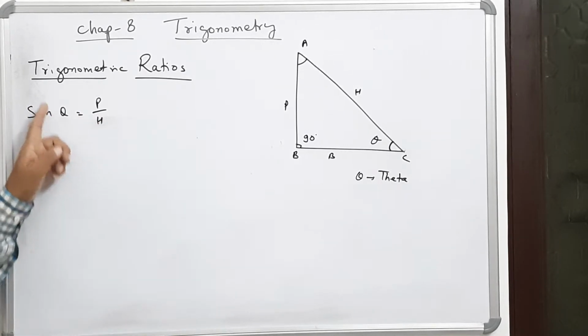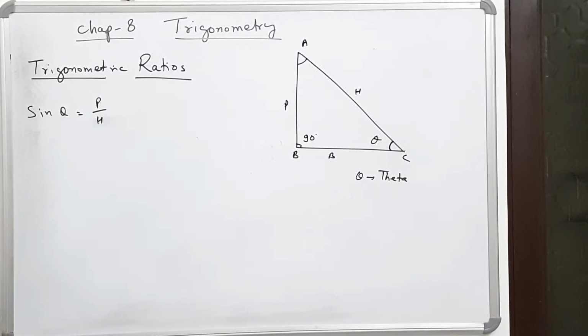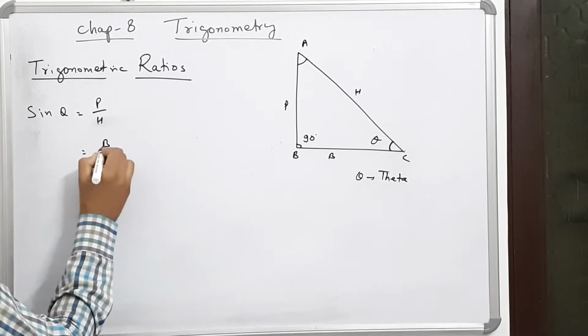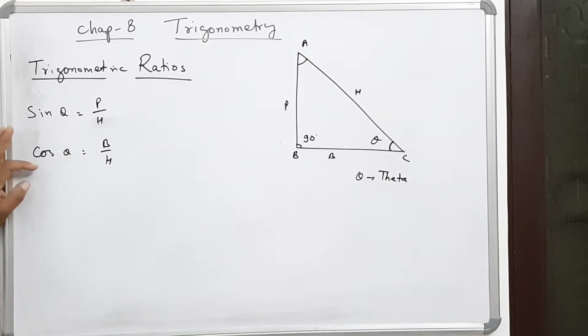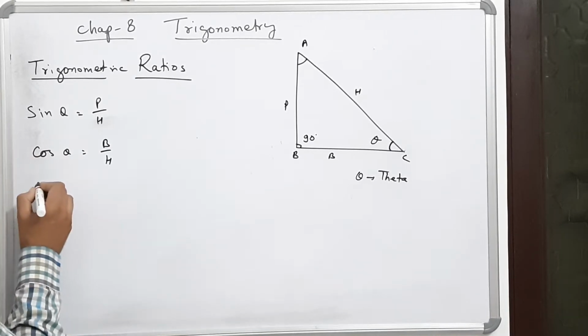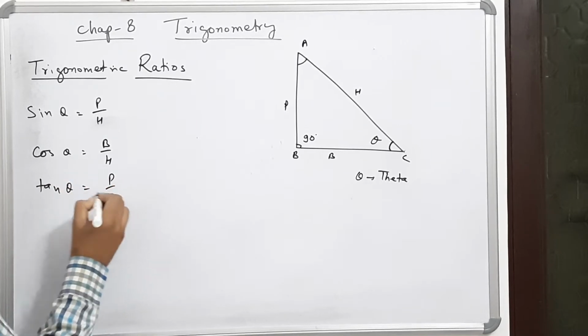So what is sine theta? It is a trigonometrical ratio. Ratio of what? Perpendicular with hypotenuse. Similarly, there is a second ratio and it is B upon H. That is cos theta. The full form of cos theta is cosine. The full form of sine is sine. These are abbreviated forms. Please don't pronounce this as sin theta. It is sine theta. This is cos theta. Then it is tan theta, it is P upon B.